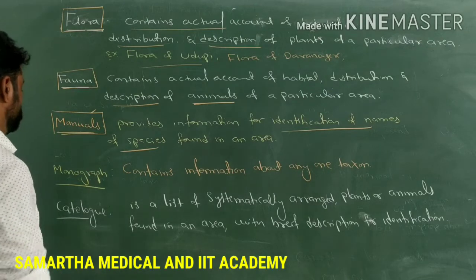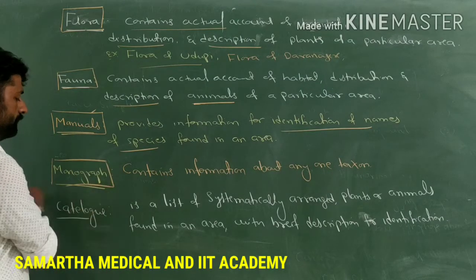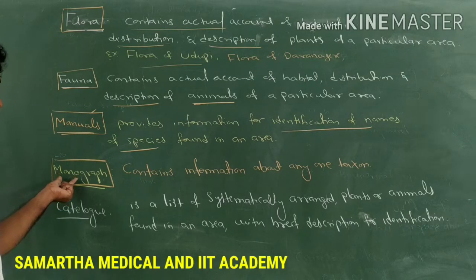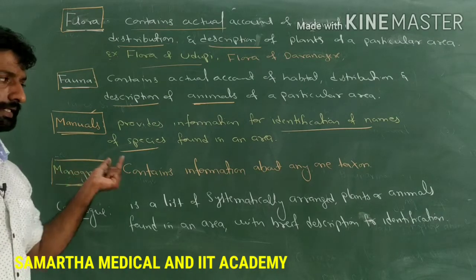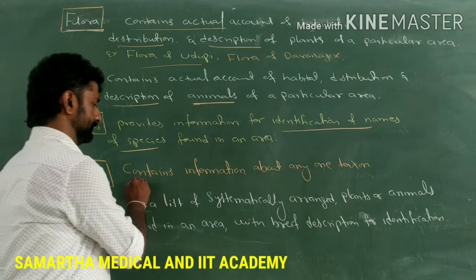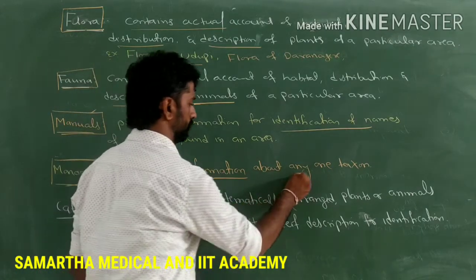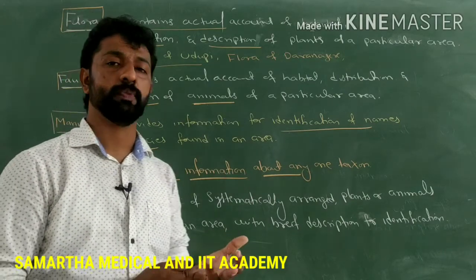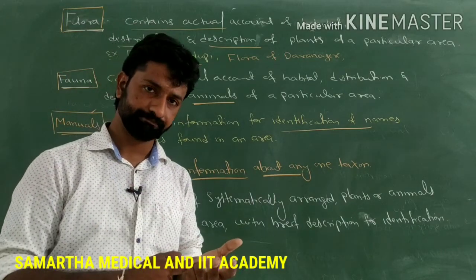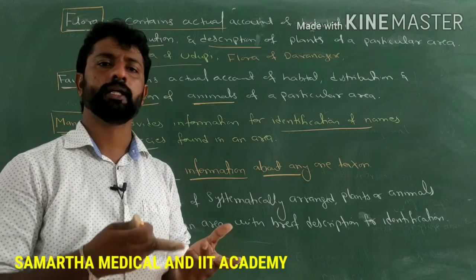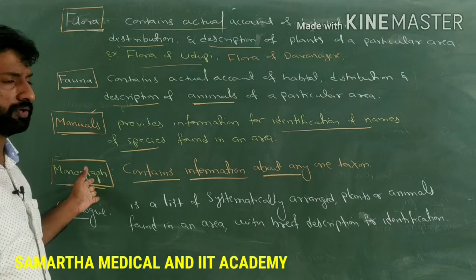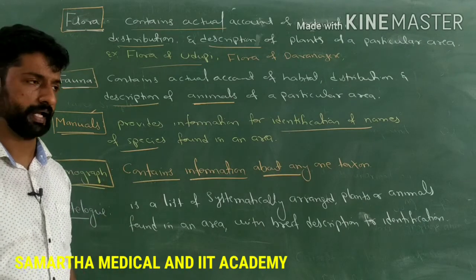Next is monograph. What do you mean by monograph? Mono, as the name itself indicates, describes a single taxon. It contains information about any one taxon, either regarding a species only or a genus or a family, like that. It contains information regarding one particular taxon only.